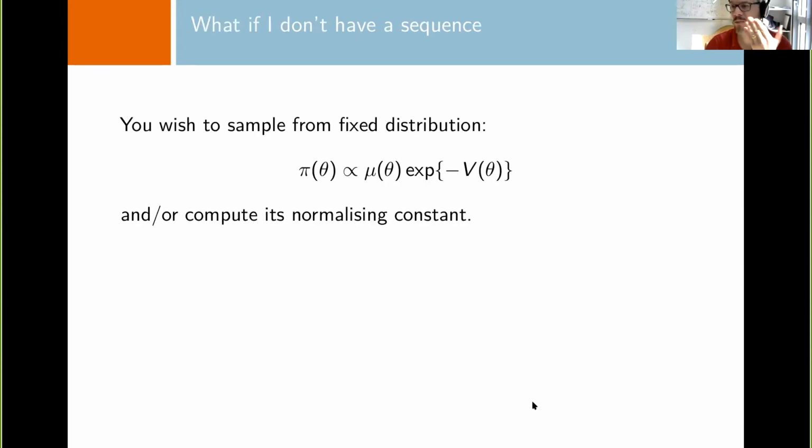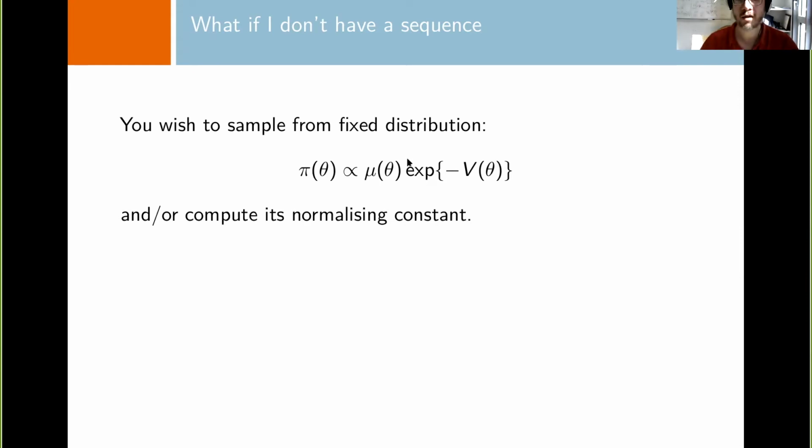And again, maybe you don't have a sequence of distributions. You just have some target density, right? So pi of theta, some target density, which I managed to rewrite like this, right? So mu of theta is some other density, like a base density, maybe a Gaussian. And this e to the minus V of theta is just the ratio between the two. Or V of theta is minus log the ratio, right? So it's just rewriting things, right?